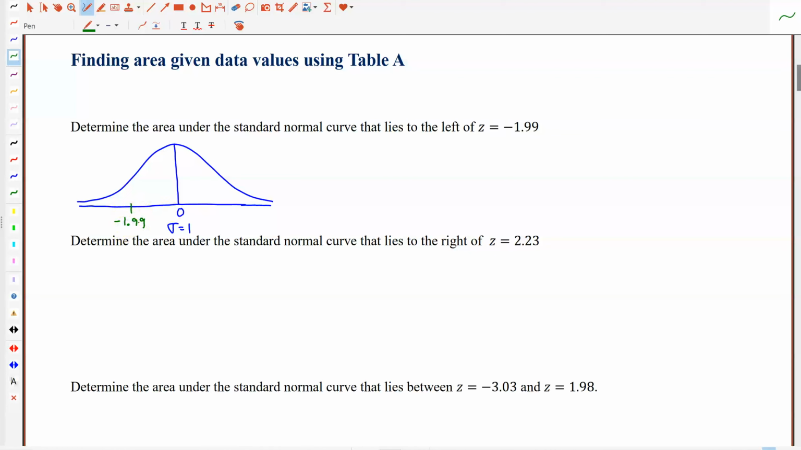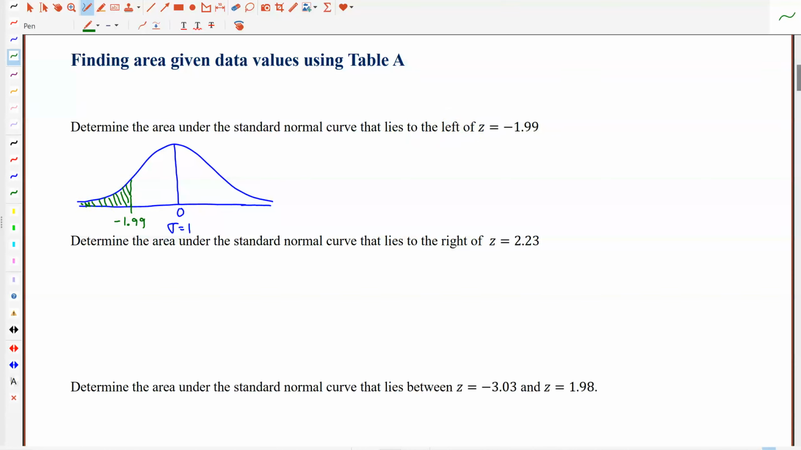So there's my z-score. Now specifically for that z-score, I want to find the area under the curve that lies to the left of it. So from my mark, I'm going to draw a line up until I hit my normal curve, and then I'm going to shade the area to the left of it. So I'm just going to go ahead and shade that area. And that is the area that I now want to find.